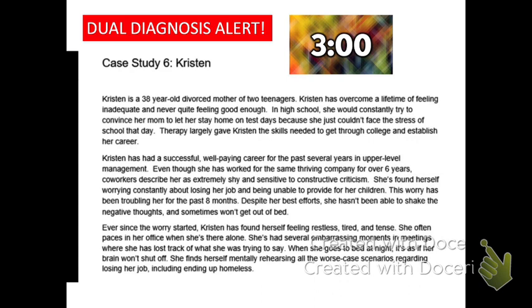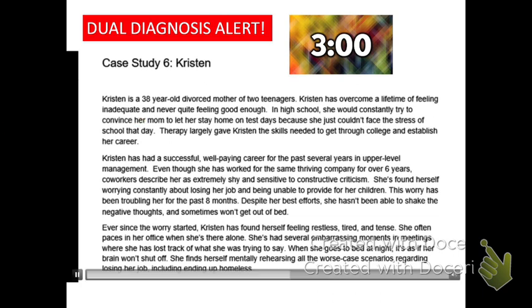Kristen. Kristen is a 38-year-old divorced mother of 2 teenagers. Kristen has overcome a lifetime of feeling inadequate and never quite feeling good enough. In high school, she would constantly try to convince her mom to let her stay home on test days because she couldn't face the stress of school that day. Therapy largely gave Kristen the skills needed to get through college and establish her career. Kristen has had a successful, well-paying career for the past several years in upper-level management. Even though she has worked for the same thriving company for over 6 years, coworkers describe her as extremely shy and sensitive to constructive criticism. She's found herself worrying constantly about losing her job and being unable to provide for her children.